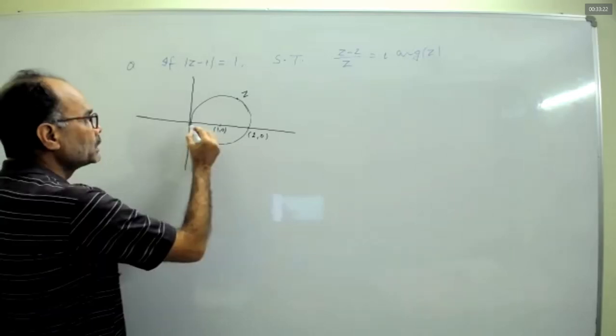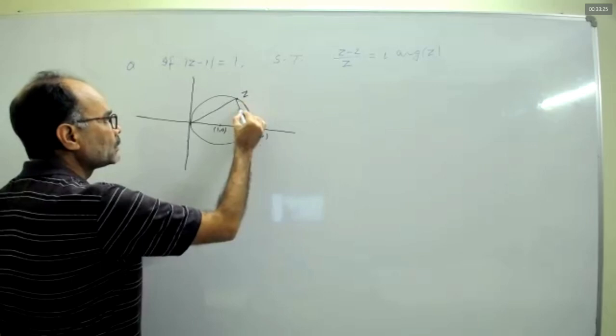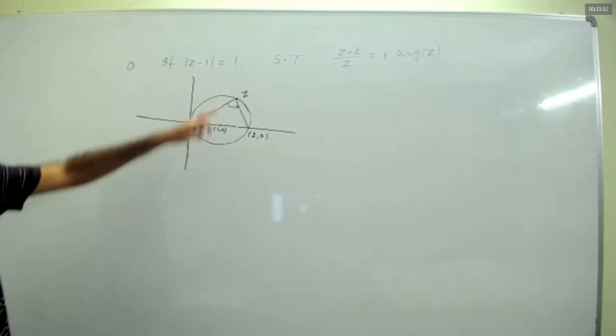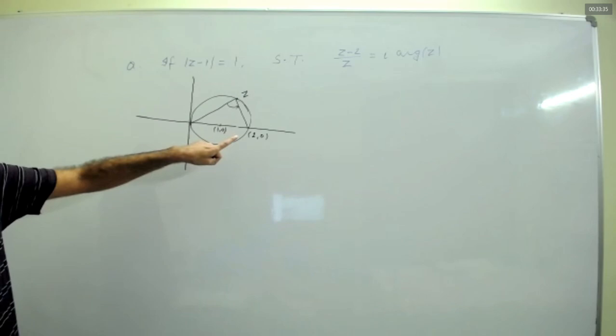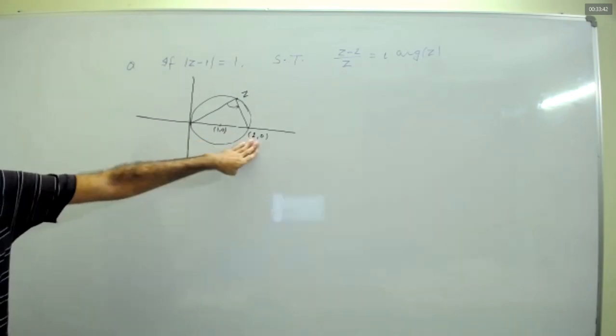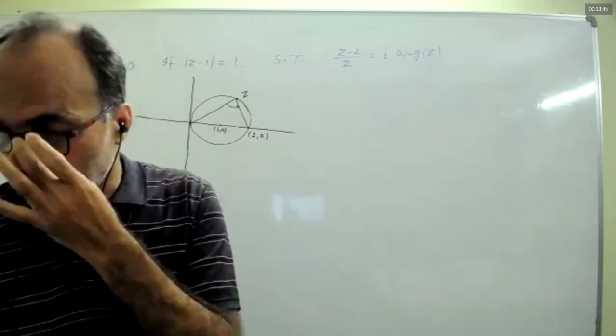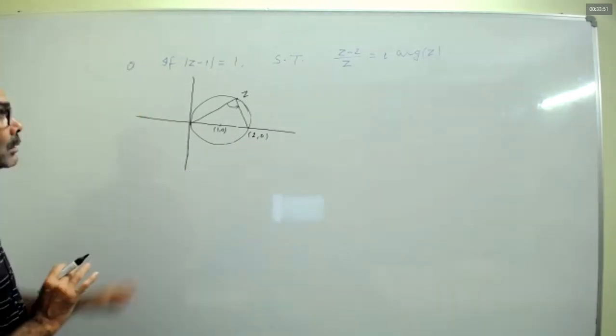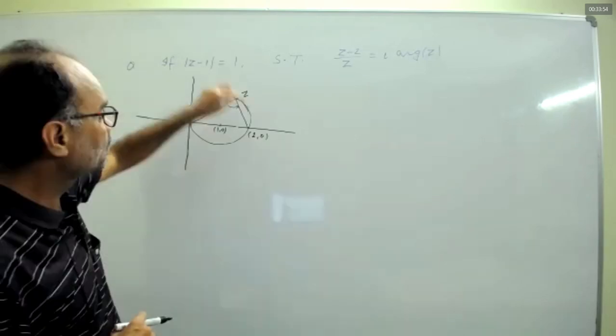So if you apply rotation in this triangle, what is this anti-clockwise angle? Pi by 2. This angle will be pi by 2. So 2 minus z. What is the complex number here? 2. All real numbers are a subset of complex numbers, with imaginary part 0. So the complex number is 2 here. Here is z. Applying rotation, this by this.